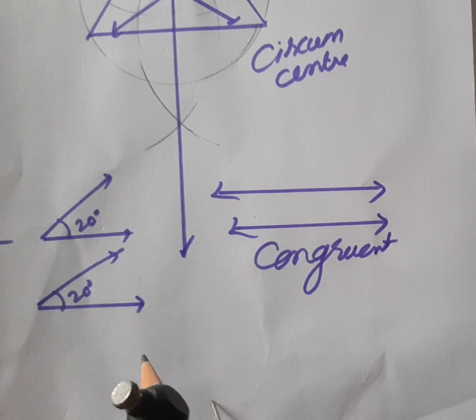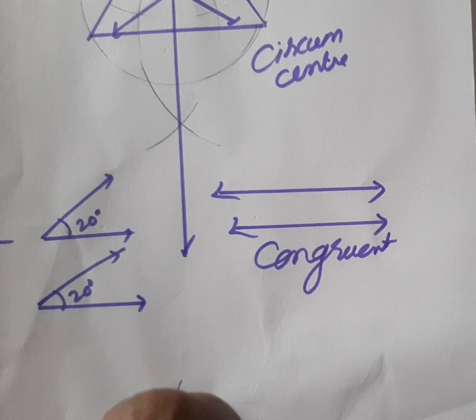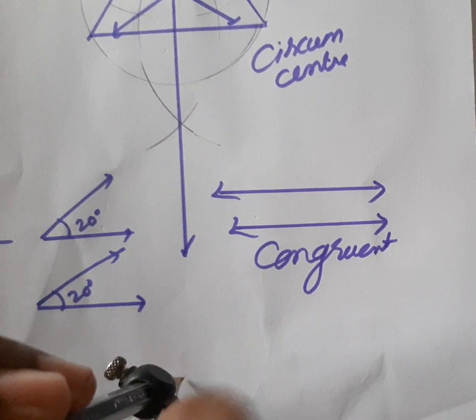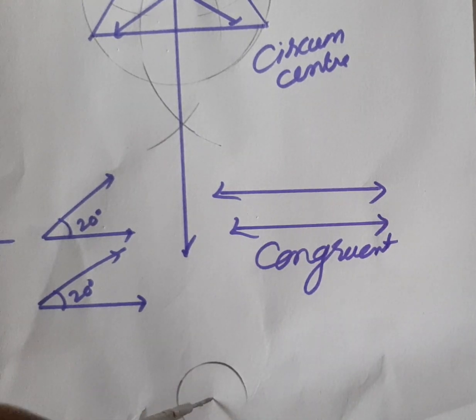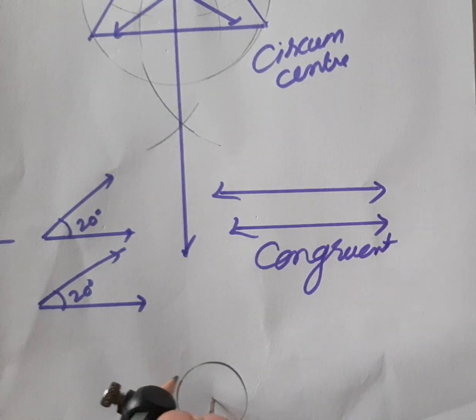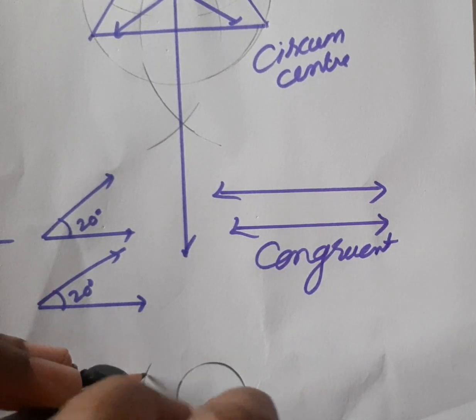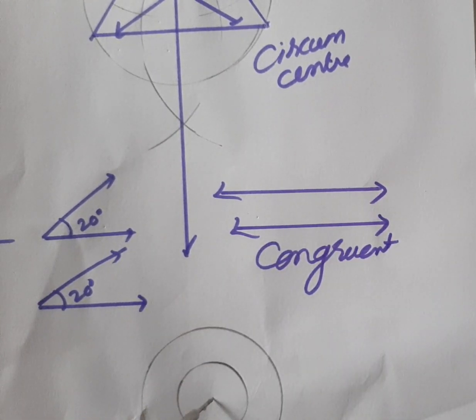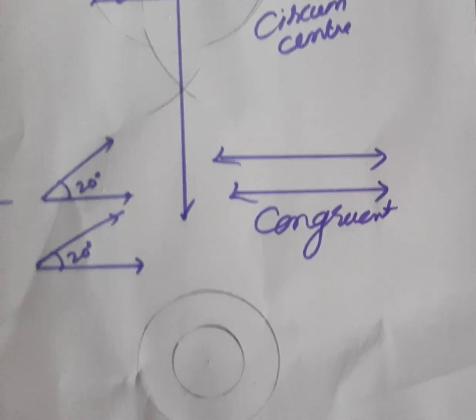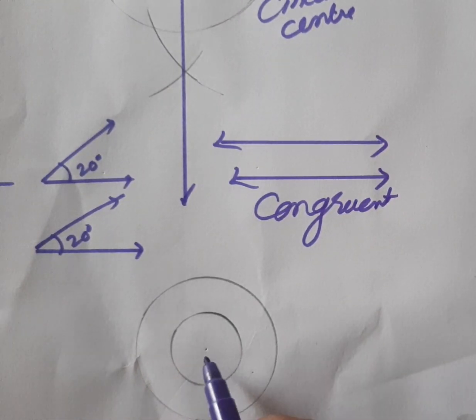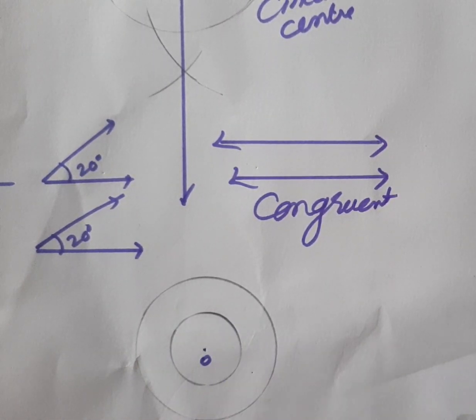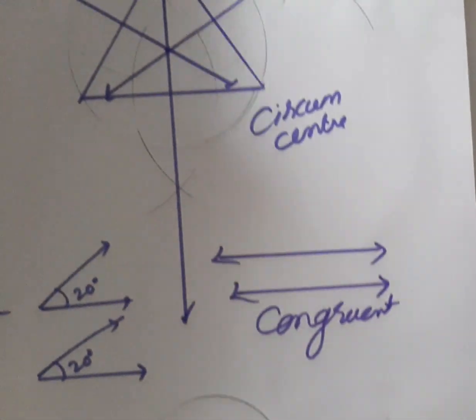Next point, concurrent circles. Concurrent circles means what? The center of the circle is only one, but we have drawn two circles or more than 3 circles. Okay, that is called concurrent circles. See here, only one center, this is center O, and we have drawn 2 circles. This is called concurrent circles.